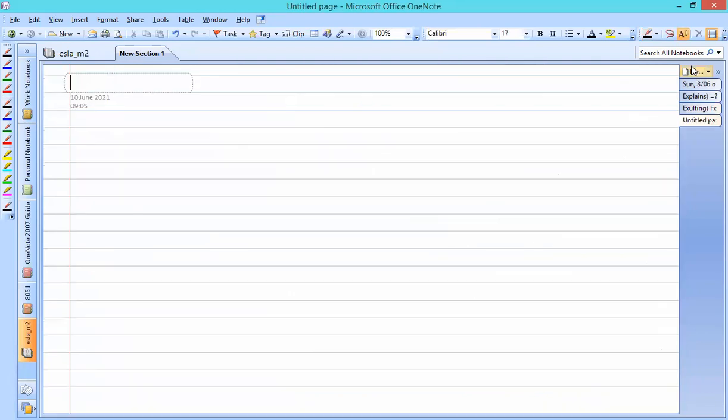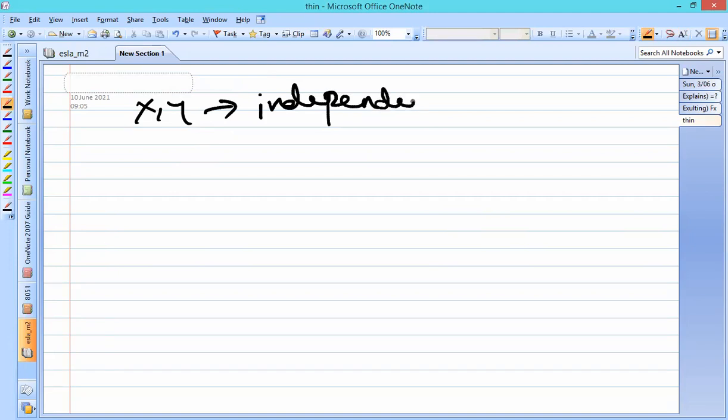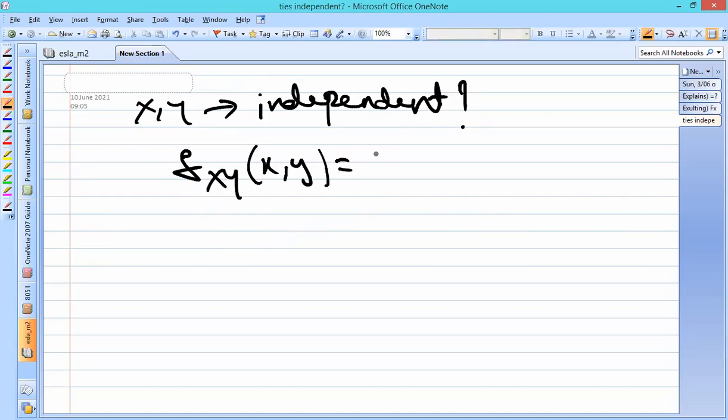And in the next part, we are asked to check whether x and y are independent or not. We need to check whether the random variables x and y are independent or not. So in order to check this independency, we need to verify whether the PDF fxy of x comma y is equal to the product of the marginal PDFs fx of x into fy of y. If we take the product of these two, it should give the same value as fxy of x comma y.